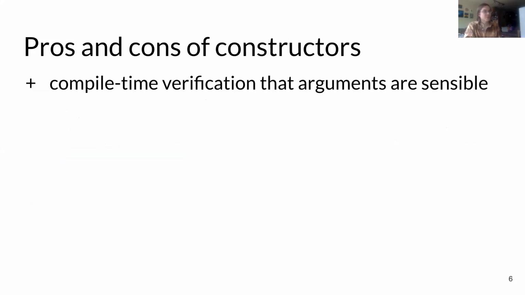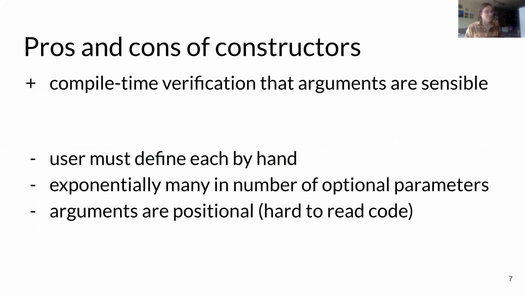But the constructors do have some downsides. So the user has to write each of them by hand. There are exponentially many in the number of optional parameters. We saw that there were 2 when we had just 1 optional parameter. If we had 2 optional parameters, we need each combination and so on. And the arguments are positional, so it can be hard to read client code.